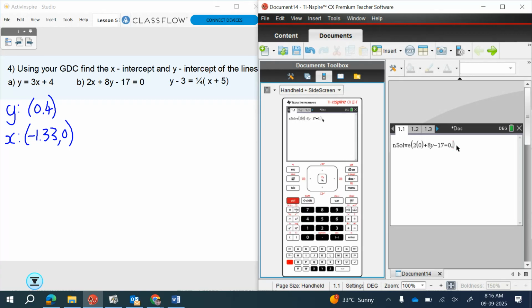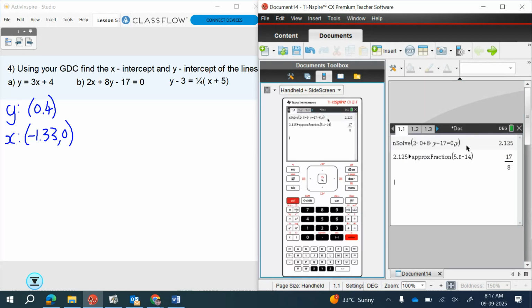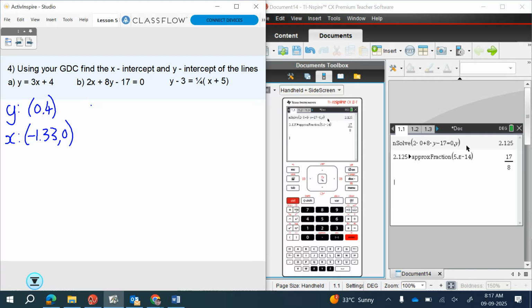There's actually 4 parameters you can pass. The first parameter is the equation. The second is the variable. And then you can add bounds that we will see later in the topic 3. So what I'm going to do is I'm going to solve for the variable y. And we get this one. If it looks like this and I want to see it as a fraction, you can press menu number 2. Approximate to fraction, 17 over 8. So when x is 0, the y value is 17 over 8. You can always have an answer as a fraction.